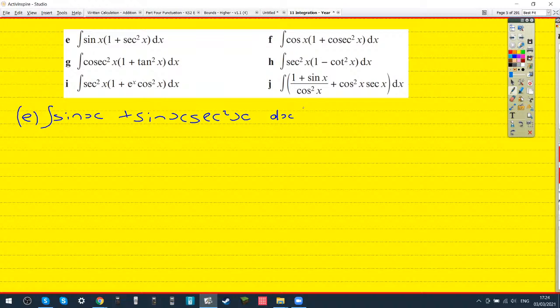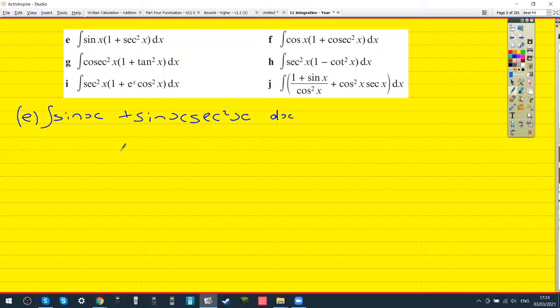So sine x plus sine x sec squared x. Sine x sec squared x isn't in the formulas. So what do we do? Do the sine x and sec squared x separately. How do you do that? With their formulas? No. That's a different type of integration, like integration by parts. It's like the product rule of integration. You stay away from that.